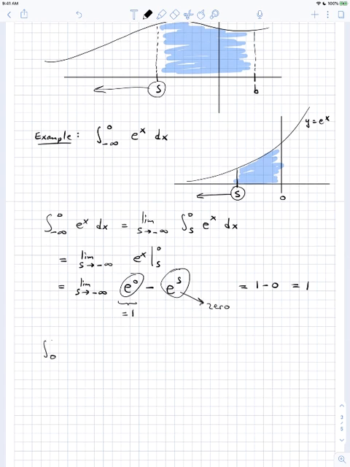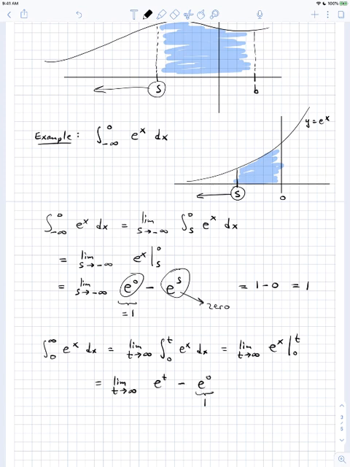So the integral from 0 to infinity of e to the x dx is the limit as t goes to infinity of the integral from 0 to t of e to the x dx, which is equal to the limit as t goes to infinity of e to the x from 0 to t, which is the limit as t goes to infinity of e to the t minus e to the 0.